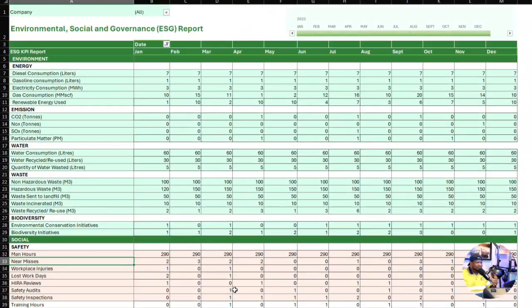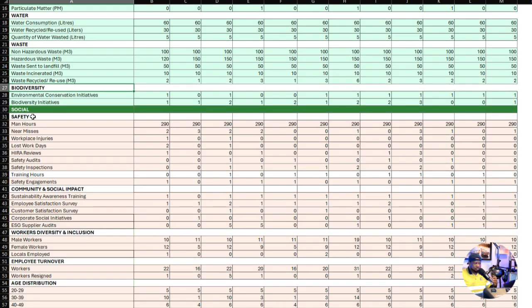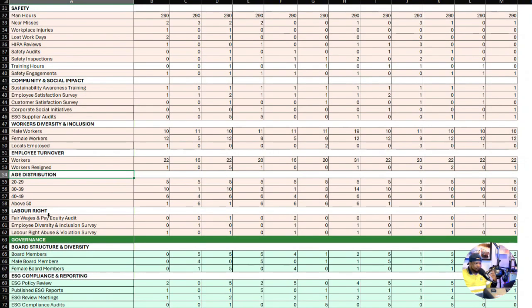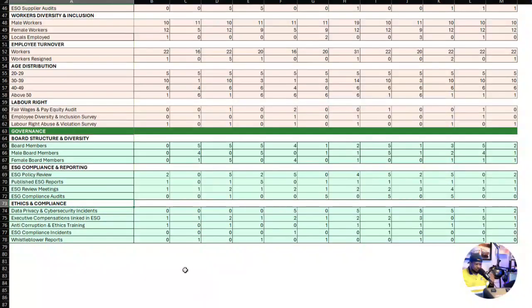And this is the report. As you can see, this report, we are doing ESG and social governance report, focusing on the environment, looking at the various subsections: energy, emission, water, waste, and biodiversity. We're talking about social, right? And the social, we have safety, community, and social impact, worker diversity and inclusion, employee turnover, employee age groups, labor rights. And then under governance, you're talking about the board structure and diversity, ESG compliance and reporting, and ethics and compliance. So that's pretty much what it is.